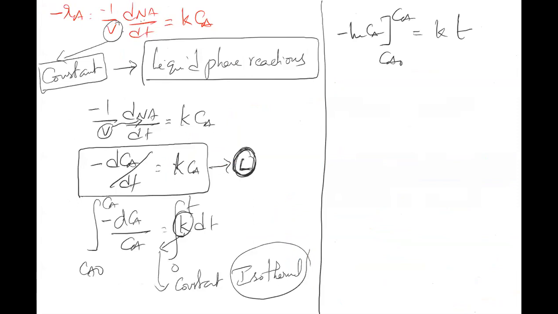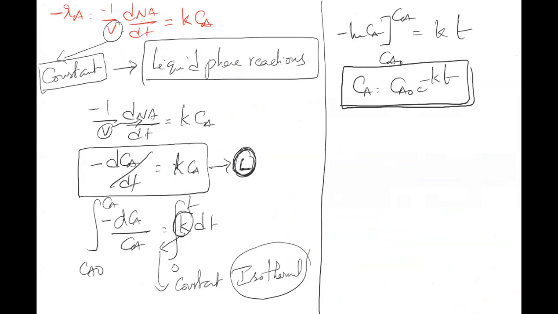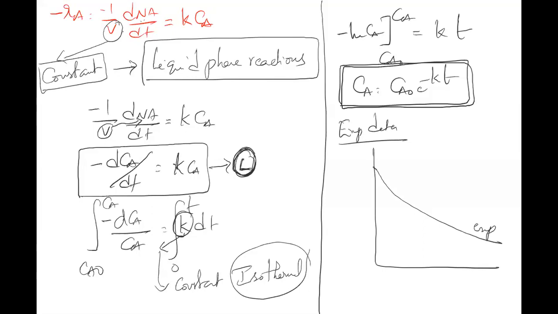So what you will get here is CA equal to CA naught into e power minus k into t. This is your model. Now you go back to your experimental data and verify it. Let's say this is the experiment which I have done. I plotted my model for n equal to 1 like this, CA versus time.